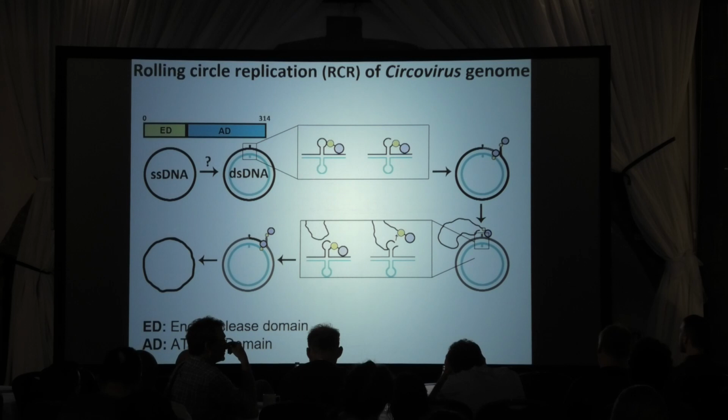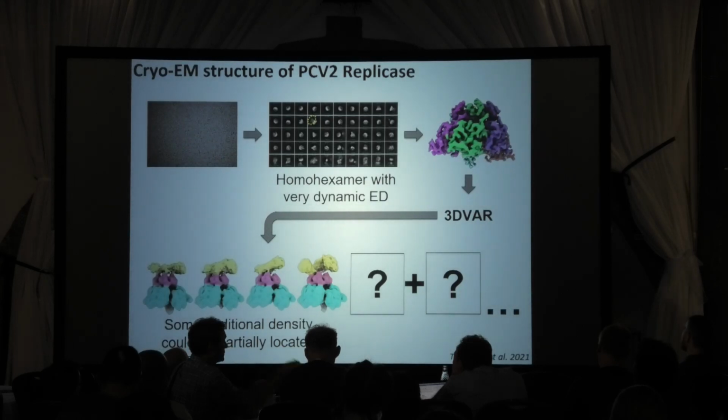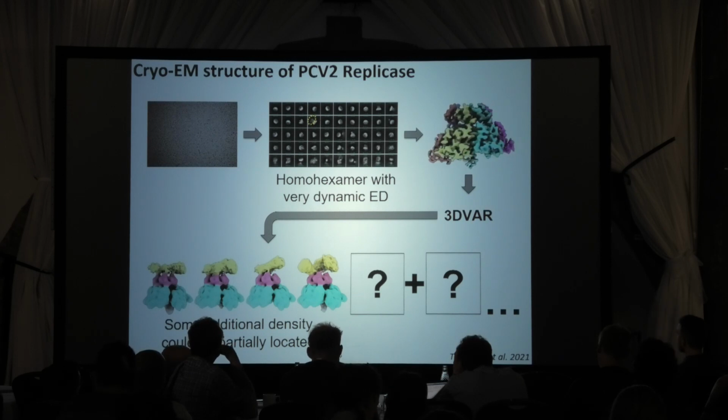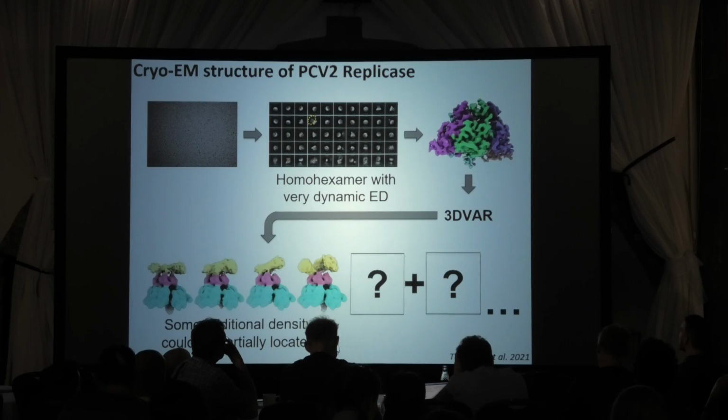And then the process is repeated again and again until you get aggression occurring and so forth. Okay, so you have an endonuclease domain and an ATPase domain. So we set out to start expressing, characterizing this. We had two ways of doing this, either cryo-EM or X-ray crystallography. We were not able to express enough of it for crystallography. It's a 314 amino acid polypeptide chain.